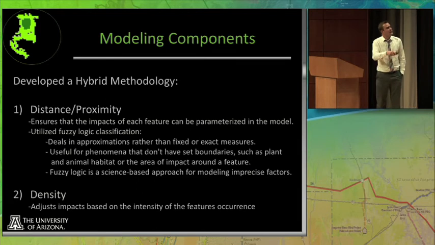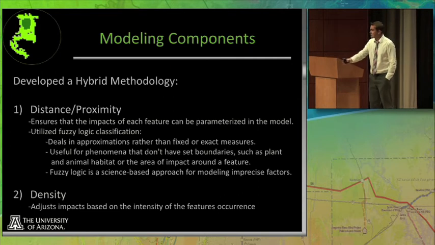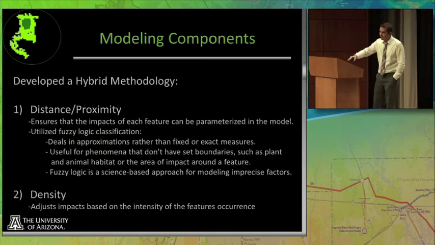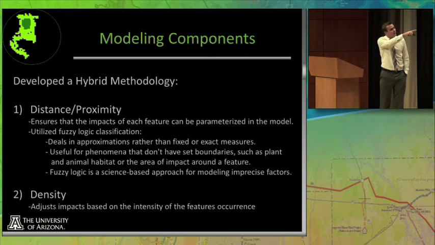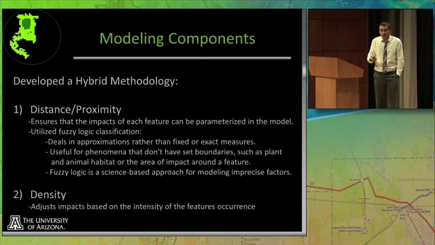believe necessarily. So the point of fuzzy logic, though, is it deals in approximations rather than exact measures, right? So we can all logically infer that the impact from a road is going to be bigger as we're close to that road, and it will diminish with distance. At what distance it moves from a score of 5 to 3, that's something we don't know, but we can infer that it's some sort of curve. So it's useful for phenomena that don't have set boundaries, such as habitat modeling, and in our case here, modeling impacts around features. Science-based approach to modeling imprecise or unknown information, really.